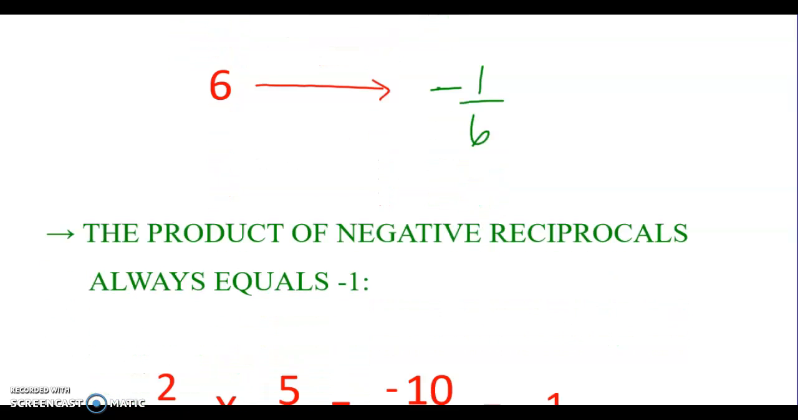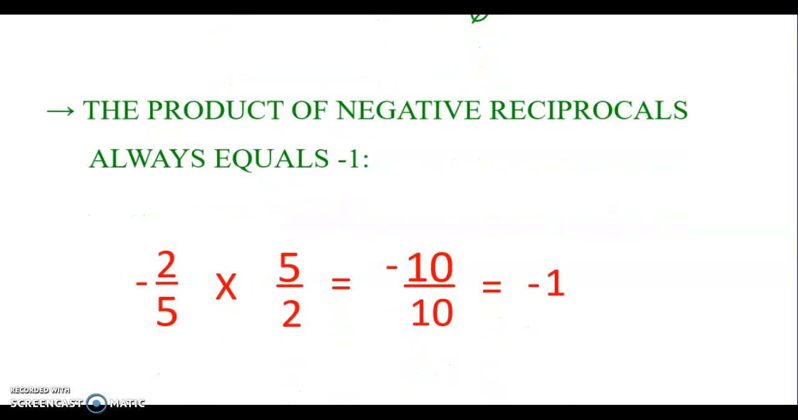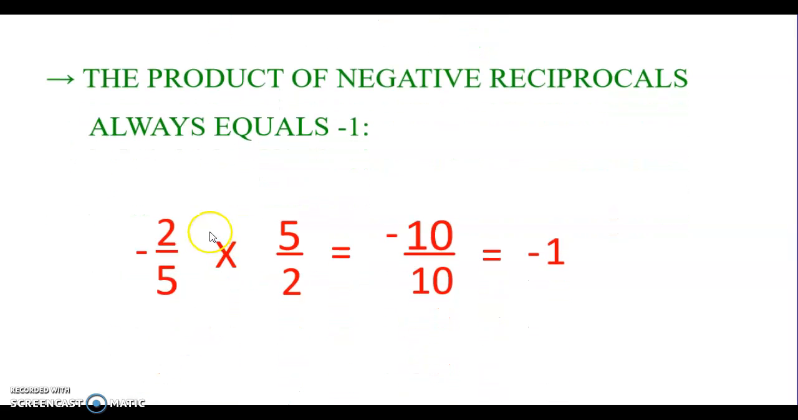So what is new, we haven't seen this previously, is that the product of our original slope and our negative reciprocal slope will always equal negative 1. And that's just an interesting fact. So my original slope is negative 2/5. My perpendicular slope is 5/2. If I multiply those together, I end up with negative 10/10, which is negative 1.